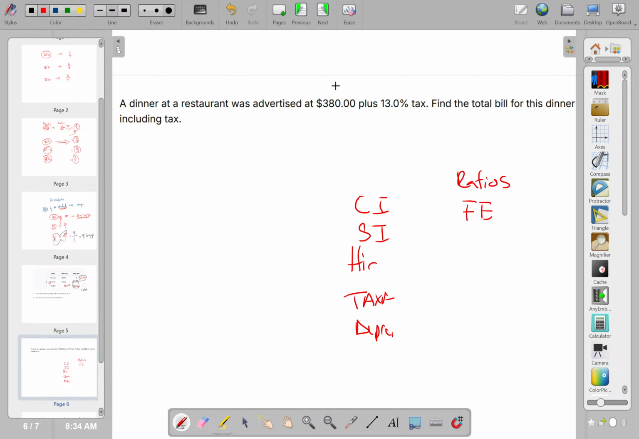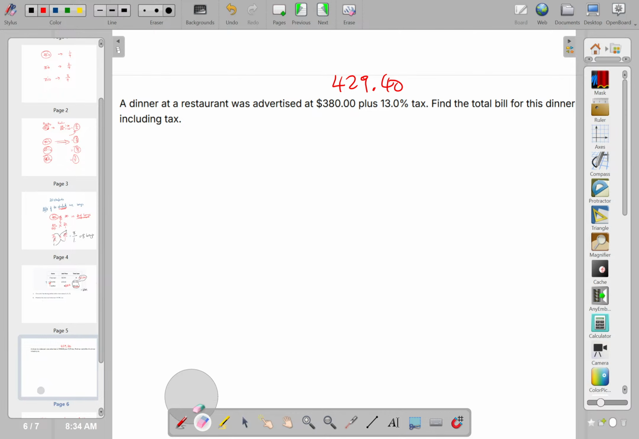Michelle, you get 429. Yeah. 429.40. Got it. All right, let's work it out. So we have a dinner. The bill comes up to 380. I must say US, because it couldn't be Jamaican. Right? So the bill comes up to 380. Yeah. There's a tax included.